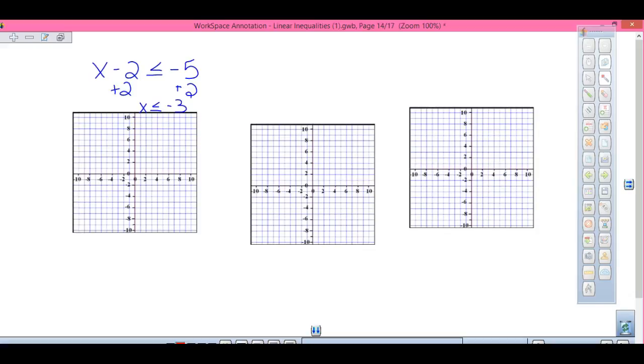Now, we've got to find where x is negative 3. What kind of a line is it going to be? Vertical. Okay, so it's a vertical line. Is it going to be dashed or solid? It's going to be a solid line. So we can just draw a solid line. Now we have to ask ourselves, which numbers are less than negative 3, on the left or on the right? On the left. So from that line, we're shading to the left.